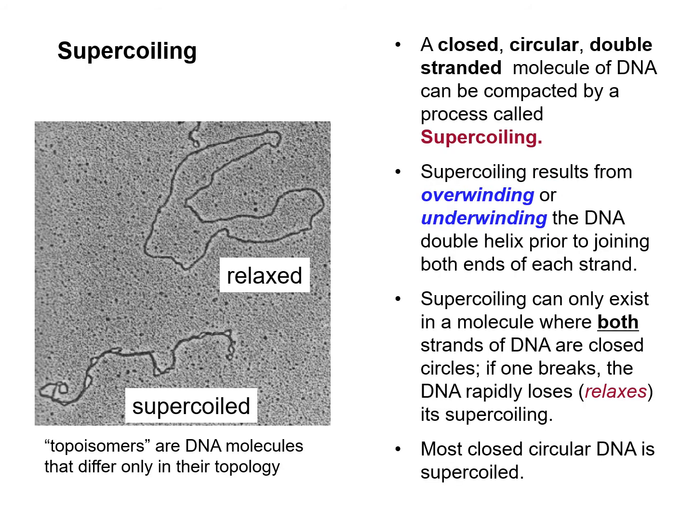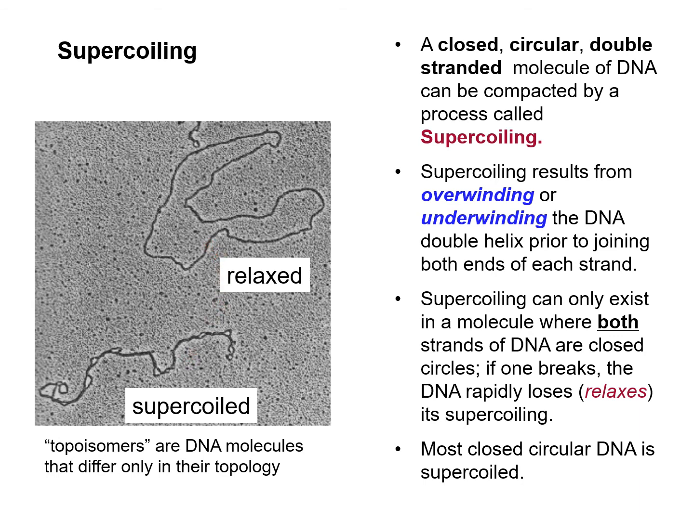And relevant to superhelicity, a closed circular, double-stranded molecule of DNA can be compacted by a process called supercoiling, and this supercoiling results from overwinding or underwinding of the DNA double helix prior to joining both ends of each strand. So it has to be joined, meaning that this DNA has to be circular or closed again. Supercoiling can only exist in a molecule where both strands of DNA are closed circles. If one breaks, then the DNA rapidly loses its supercoiling, so it relaxes, going back to this state.